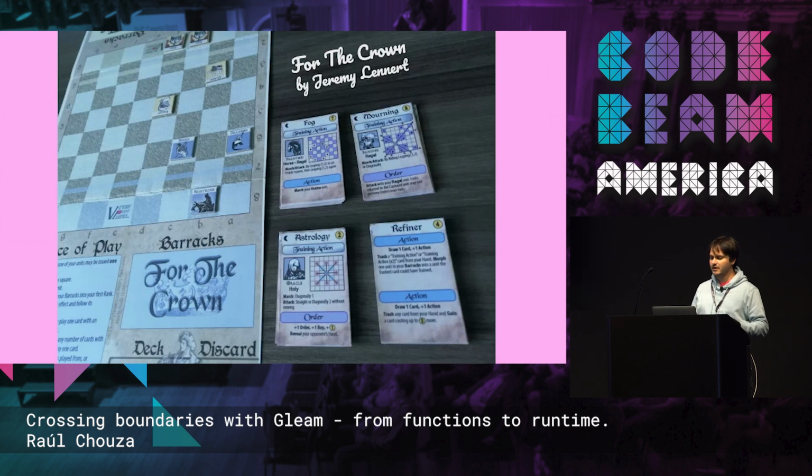So I decided to start with the game For the Crown, which you can see here on the screen. It's a game by Jeremy Leonard, and this game combines chess with deck building elements. So that means it is a chess variant where you play cards to break the rules in interesting ways, for example, having multiple kings on the board, moving multiple pawns in a single turn, or even invoking the undead.